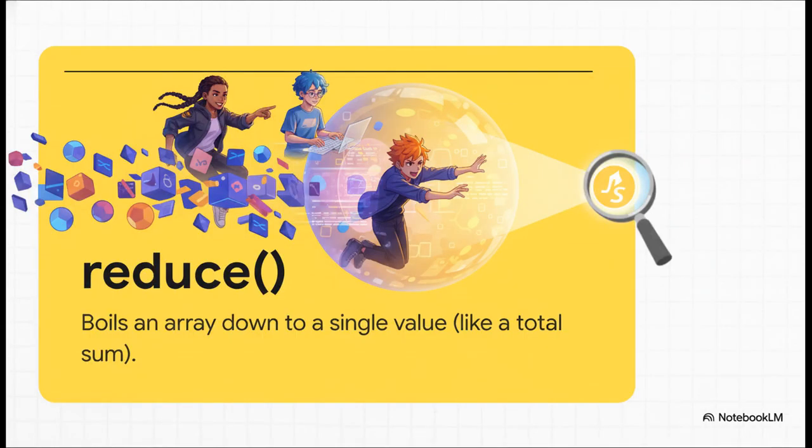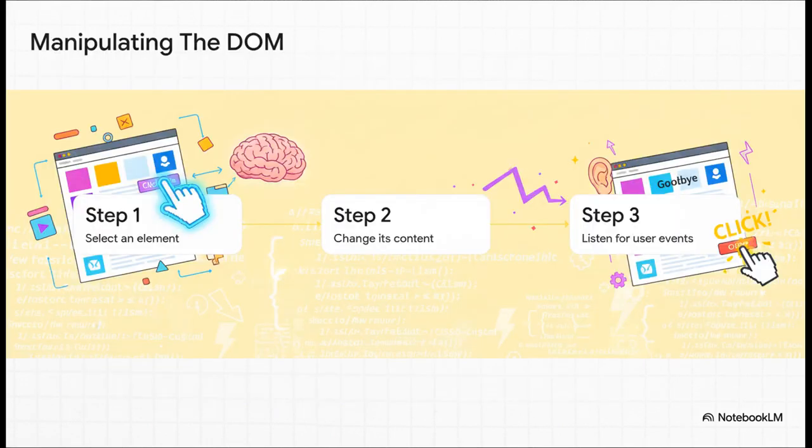And the last of the big three is reduce. You use this one when you need to take an entire array and boil it all down to just one single value. The classic example? Taking a list of numbers and reducing it down to the total sum. Super powerful.